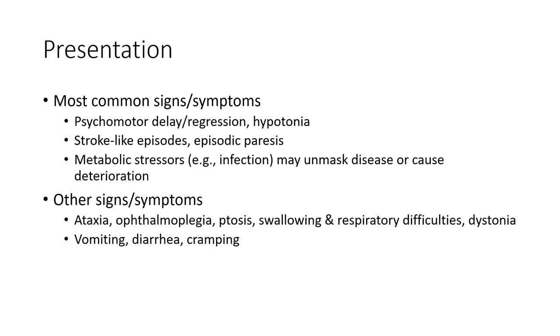Most common signs and symptoms: psychomotor delay, regression, hypotonia, stroke-like episodes, episodic paresis. A metabolic stressor such as infection may unmask the disease or cause deterioration. Other signs and symptoms: ataxia, ophthalmoplegia, ptosis, swallowing and respiratory difficulty, dystonia, vomiting, diarrhea, and cramping.